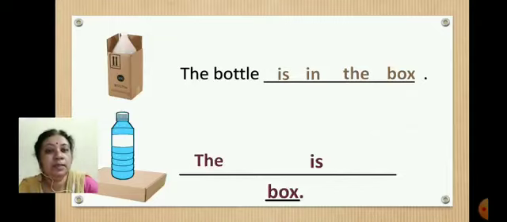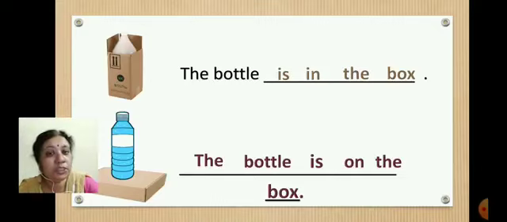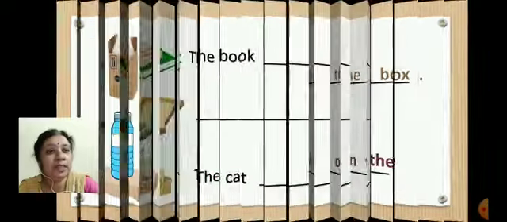Yes, the bottle, B O T T L E, bottle is, where is the bottle, children? Yes, right, on the box. Okay, again here, in and on are prepositions or position words. Okay, now we will move to the next worksheet.